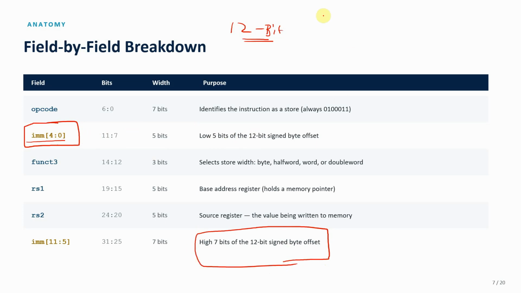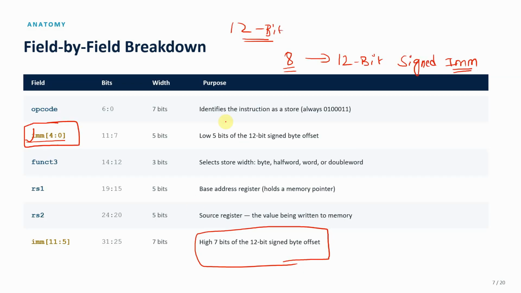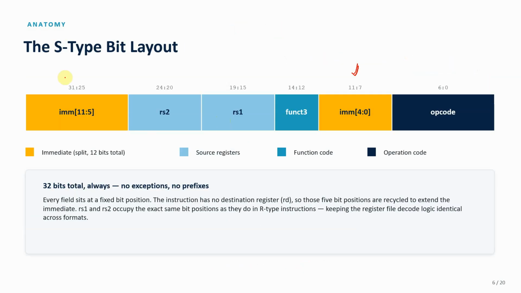Suppose we have an offset address of 8. Here 8 will be represented as a 12-bit signed immediate value. Now, of this 12-bit signed immediate value, the lower 5 bits will be stored inside this particular field, and the upper byte will be stored inside immediate 11 down to 5. Whatever the upper byte we have, this will be signed.